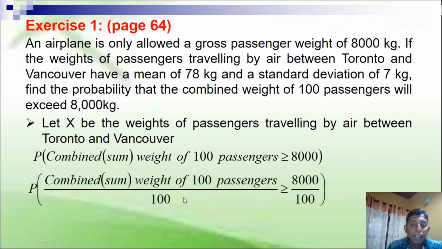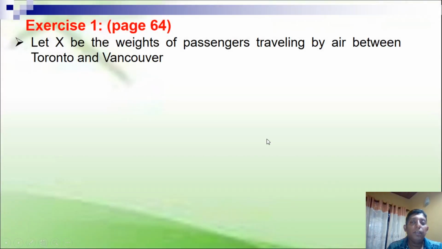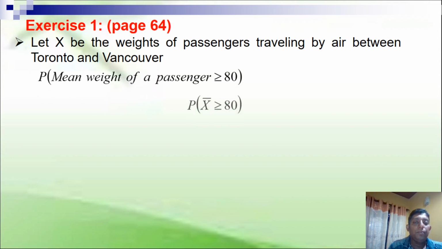By dividing both sides by 100, we can convert these given values into a mean. The sum of weights of 100 passengers divided by 100 gives the mean weight of 100 passengers. Therefore, finally we can convert it to the probability that the mean weight of a passenger is greater than or equal to 80. Just divide both sides by 100. Therefore, finally we ask about the probability that X bar is greater than or equal to 80.